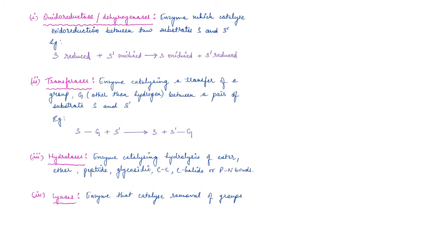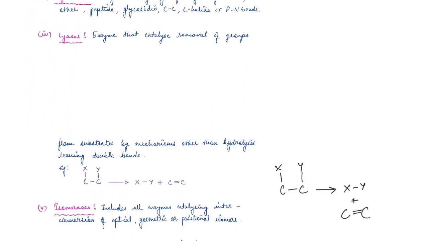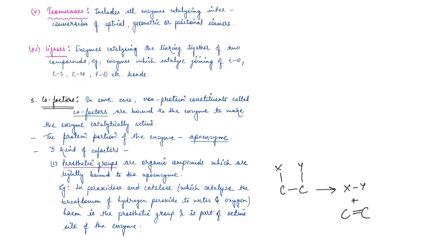So say this is something like that, right? Now it removes the group. So now the group is removed, plus you have a carbon-carbon double bond. So this is nothing but an example of lyases. Now the next one is isomerases.